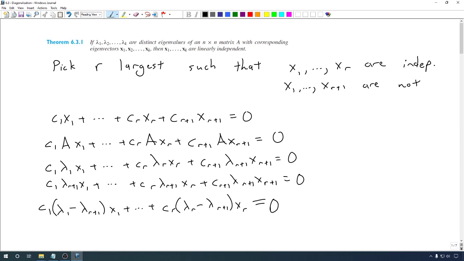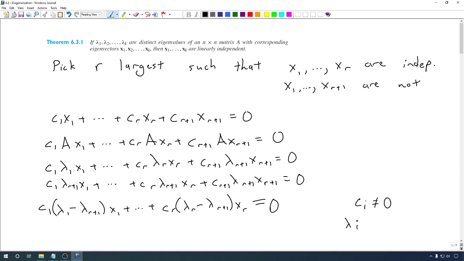So what do we have here? This is a linear combination of the first r vectors. We have x1 through xr. The x(r+1) is gone. And this linear combination equals 0. Since those are supposed to be independent, you'd expect all the coefficients here to have to be 0. But keep in mind, there's at least one c that is not 0. So let's say that ci is not 0.